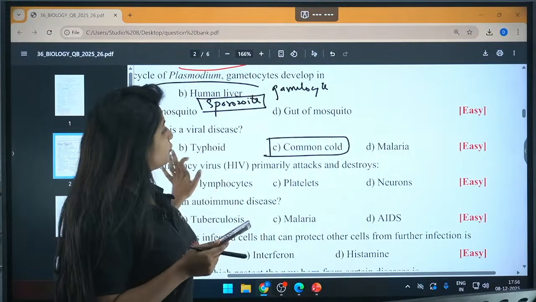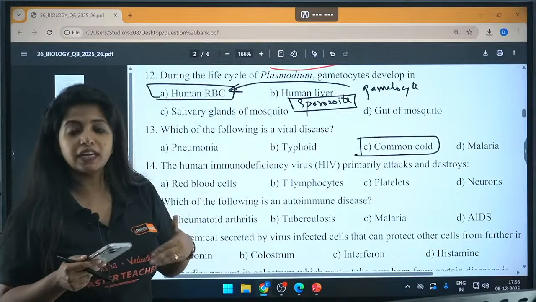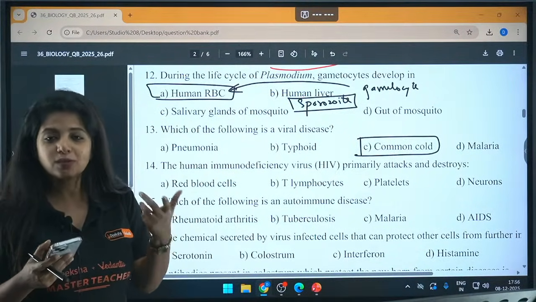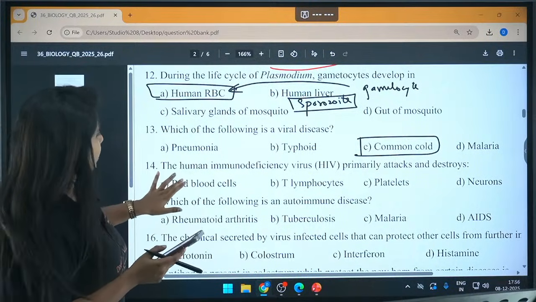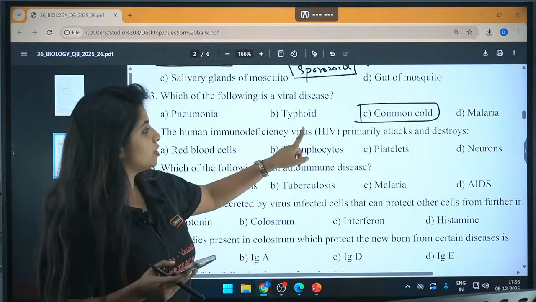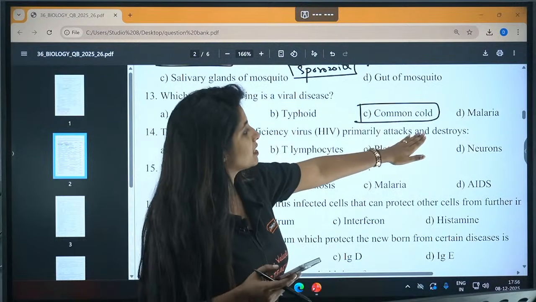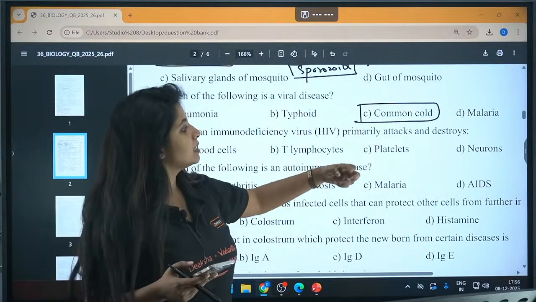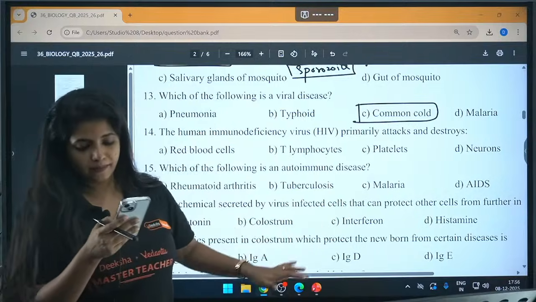And you know what the feature of viruses is? They change the genetic material every now and then, which is why we do not have a solid medicine for common cold. Okay, going ahead, awesome. Solve question number 14. The human immunodeficiency virus primarily attacks and destroys what? Red blood cells, T lymphocytes, platelets or neurons?